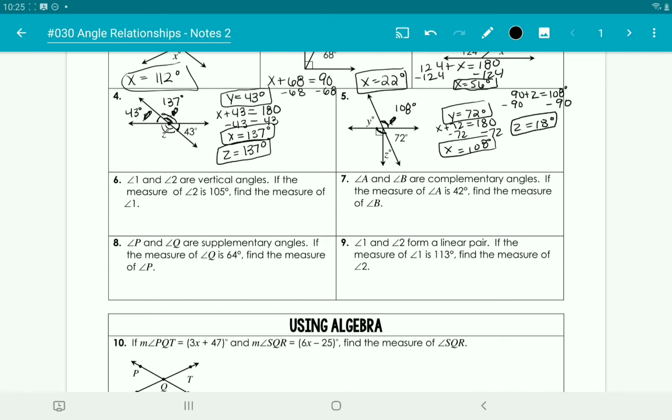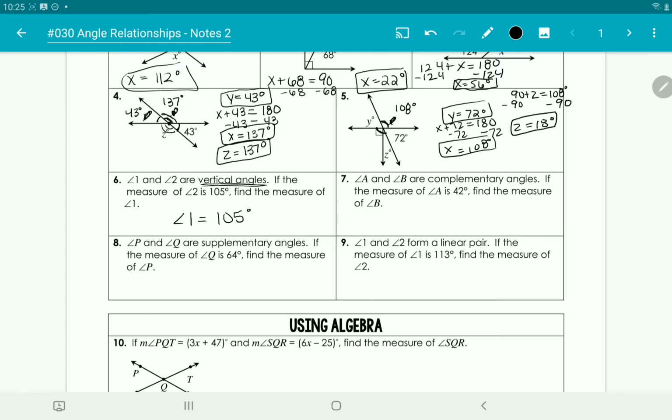Number 6, angle 1 and angle 2 are vertical angles. Vertical angles are congruent, so they're equal. They're equal to each other. So if angle 2 is 105, angle 1 is also 105.